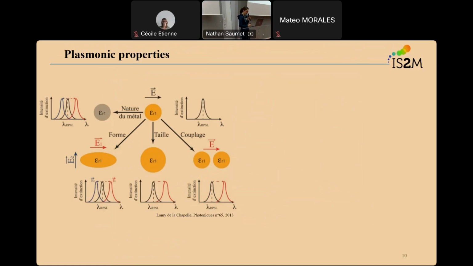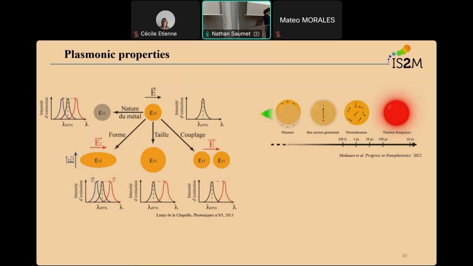So just to summarize this section, I'm sorry, the figure is in French, but it was a really good figure, so I put it in French. So we can tune the plasmonic resonance with the metal nature of the nanoparticles, with the shape, with the size. I didn't talk about this, but if we put many nanoparticles close together, and if they are close enough to interact between them, we can also tune the plasmonic resonance.